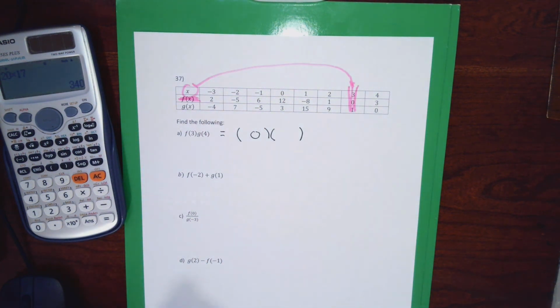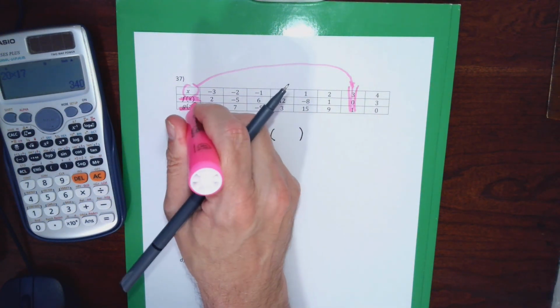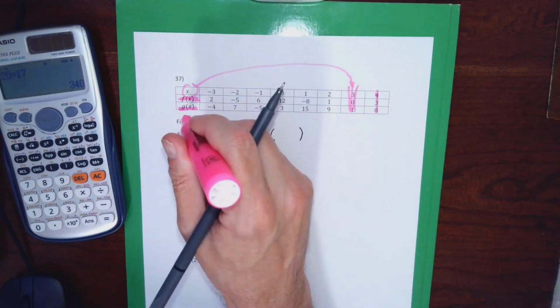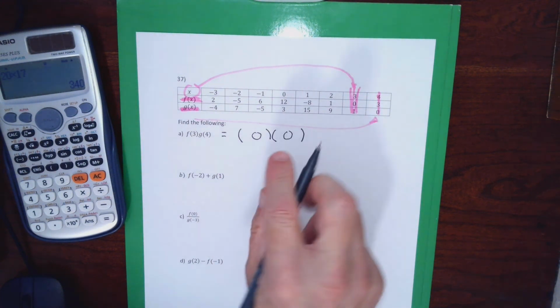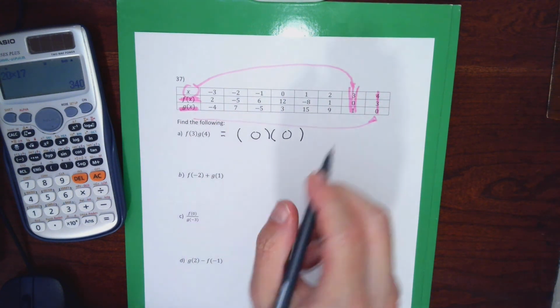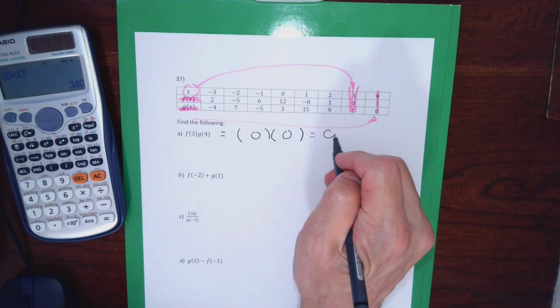The next one wants me to find g of 4, so I'll find the g and the 4, and where they intersect, that's what g of 4 is going to be equal to. G of 4 is going to be equal to 0. I have the times sign between because this is a times problem. This is going to be 0 times 0, which is 0.